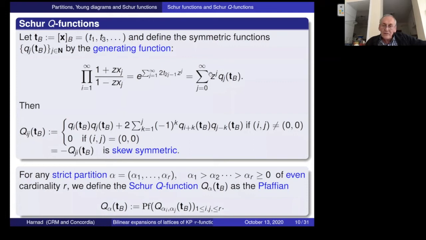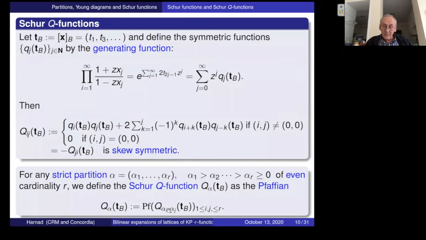You define bilinear combinations of these like this, sums over products of the Qi's, a finite number of them. And you notice that this is skew. Change the i and j because of the generating function properties. It is a skew symmetric matrix. So a skew symmetric matrix has not only a determinant, it has a Pfaffian. And that's exactly how the Schur Q function is defined. You take the Pfaffian of the submatrix with the indices given by the parts of the strict partition alpha.